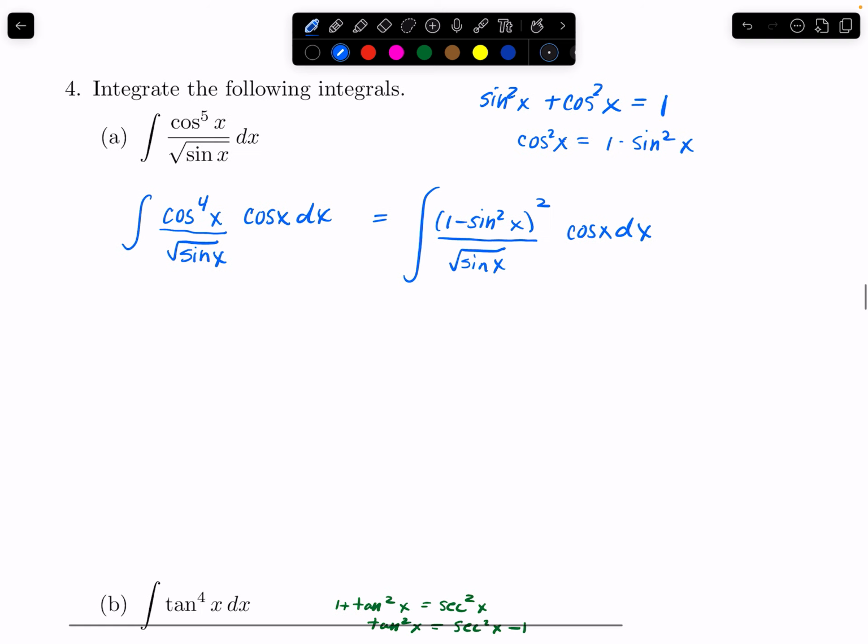Now we're ready to make a u substitution. So we're going to let u be sine x, in which case du is cosine x dx. That's why we reserved it.